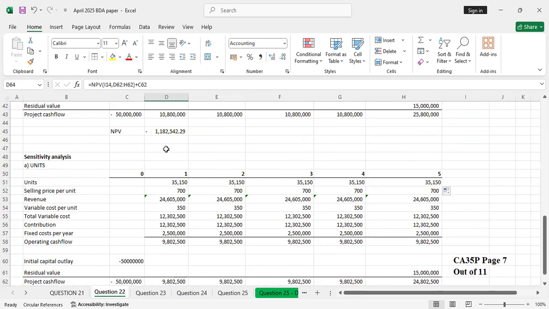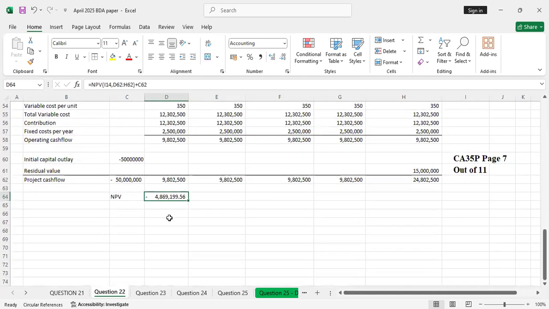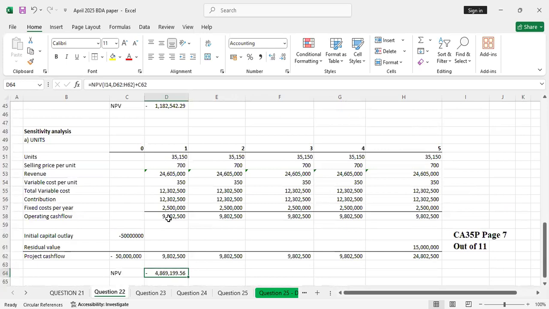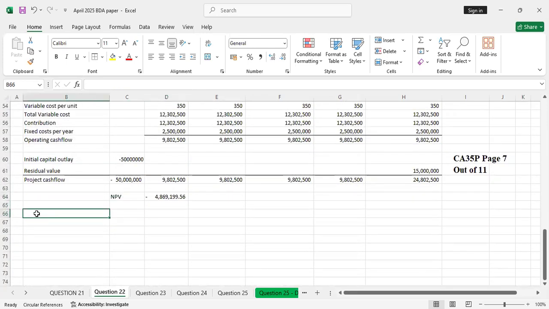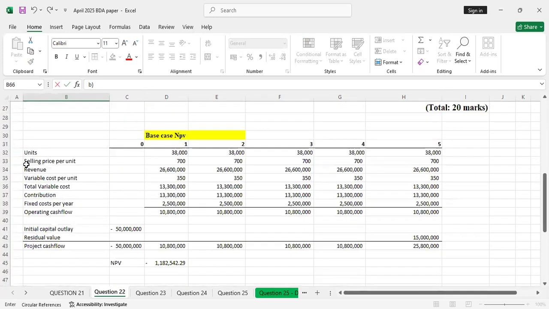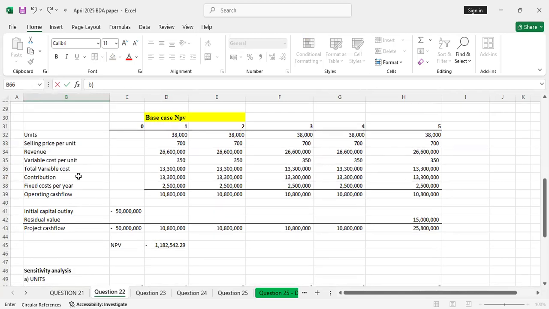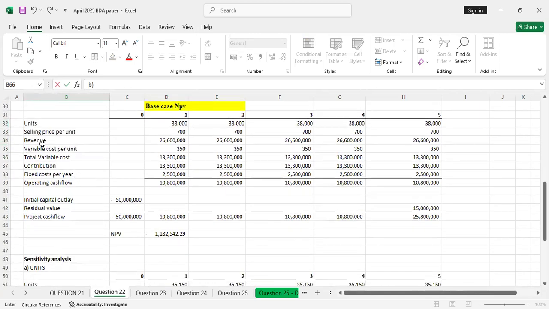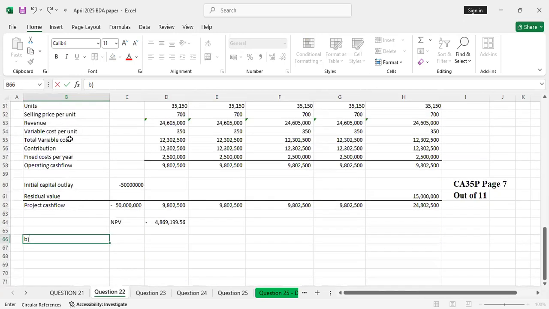It's even becoming worse. So that's what they were testing on sensitivity. So that's one. Then you go to B now. B, the other project input, will be the selling price per unit. Because you only work with what you are given. Don't come and change revenue. So the selling price per unit. Come here and say selling price per unit. That's what you carry out a sensitivity analysis on.